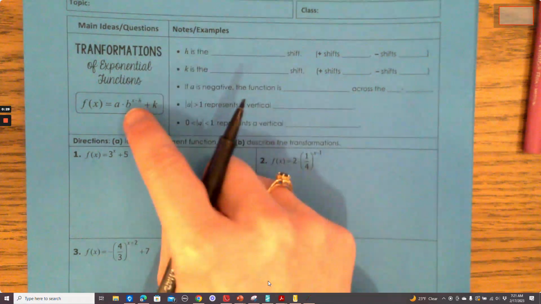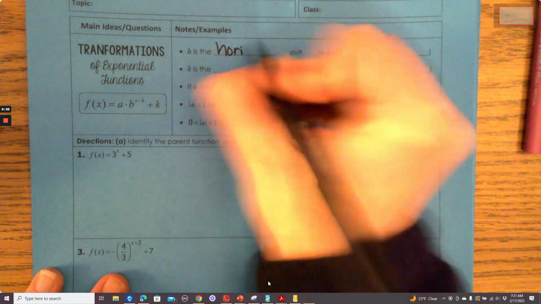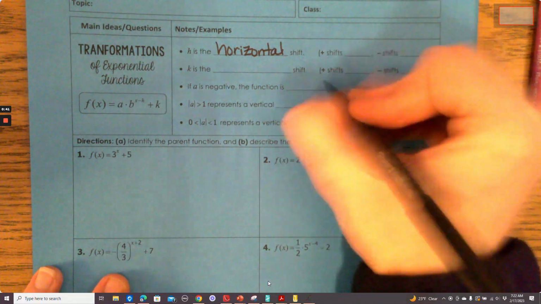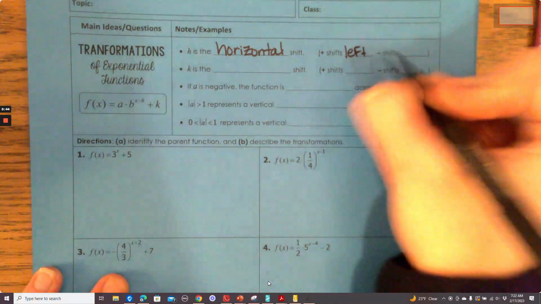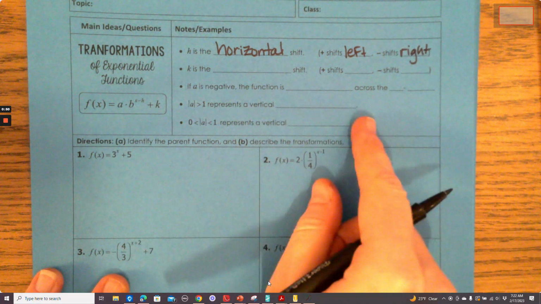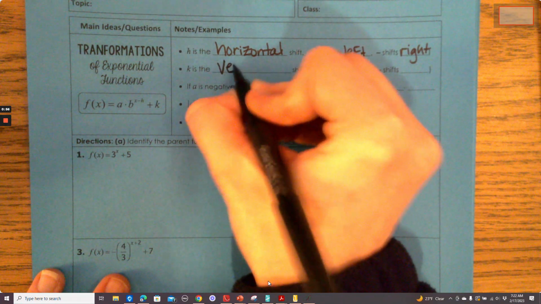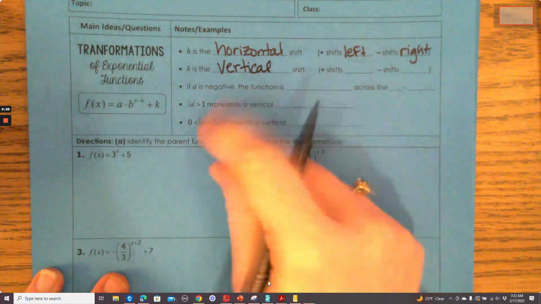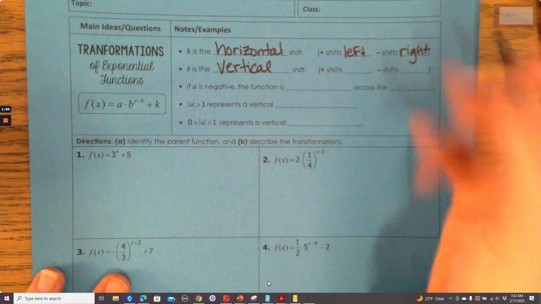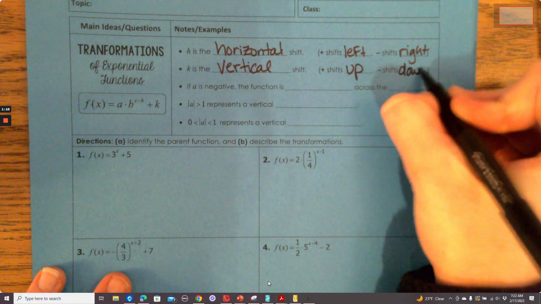Okay, so h, if we do anything up here to the exponent, h is the horizontal shift. If we add something, it's going to shift it left. If we subtract something, it's going to shift it right, left and right this way on the graph. So k, if we add or subtract something to the end, this is the vertical shift. We're moving the function up or down on the graph. If we add something, it's going to shift it up. If we subtract something, it's going to shift it down.